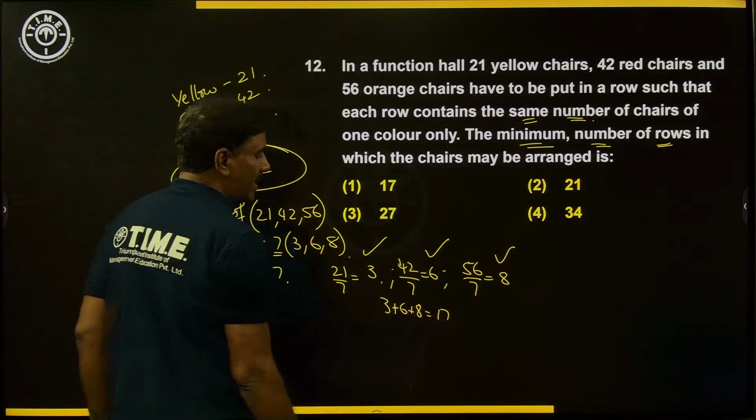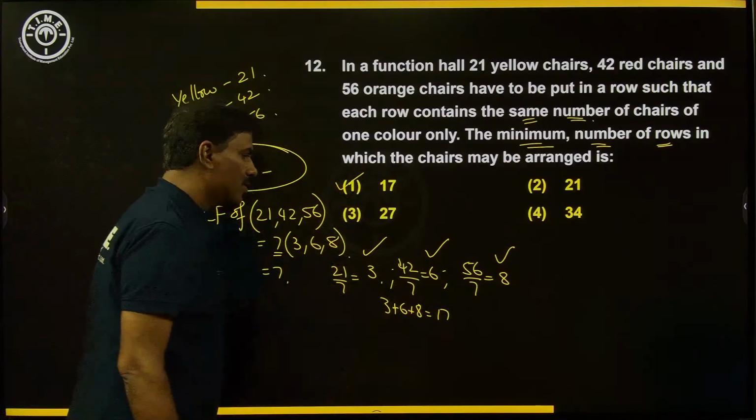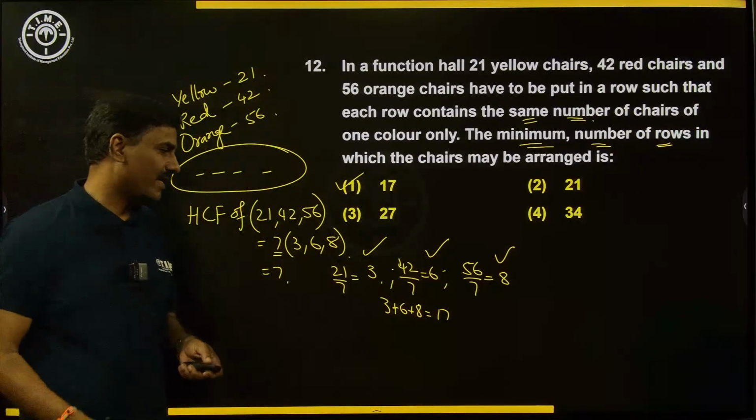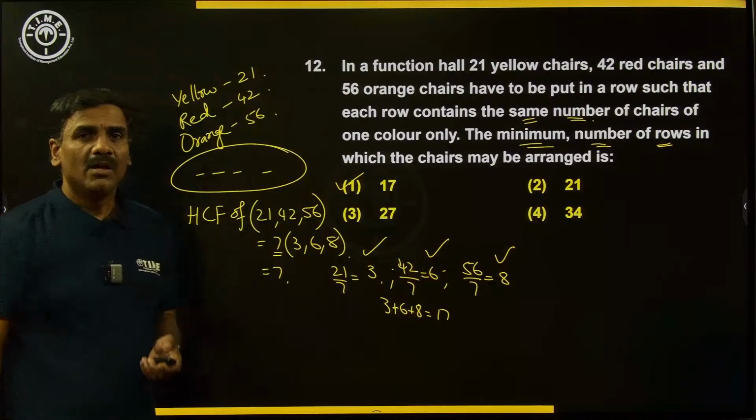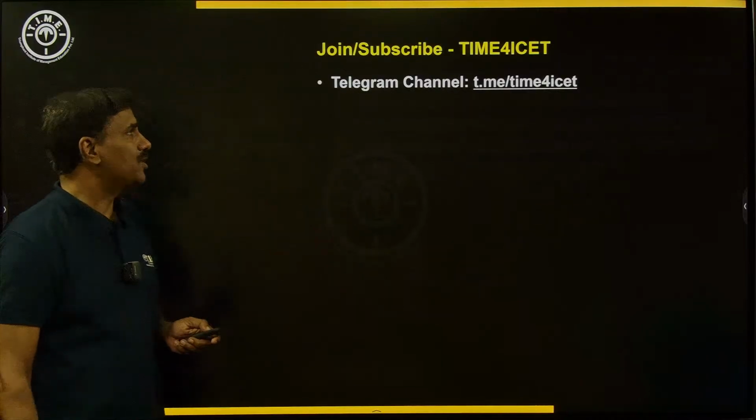Right or not? 6 plus 8 is 14, 14 plus 3 is 17. So how many rows do we require for arranging them? 17 rows. So in that way, we can arrange them, right? So that is the last question that we have discussed.